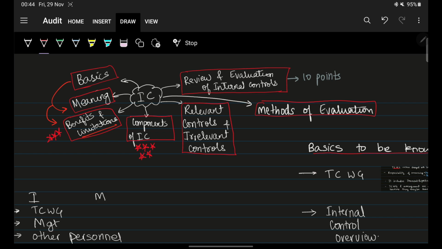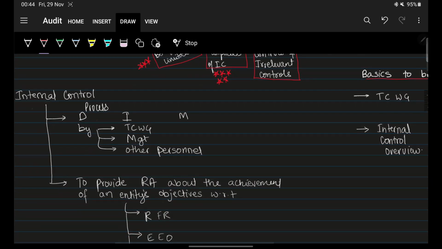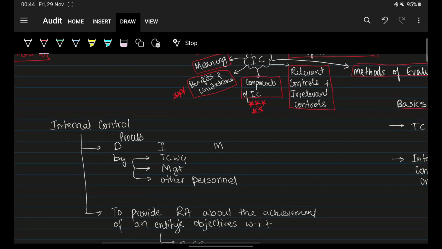Next we're going to be seeing relevant controls and irrelevant controls: what are relevant for the purpose of our audit, what are irrelevant for the purpose of our audit. Then we're going to see how we're going to review and evaluate our internal controls, and lastly we're going to see the methods of evaluation. There are 10 sub points that we'll have to remember. Just to give you an idea of what we're going to see. Next, without any wasting of time, let's just jump into the meaning.